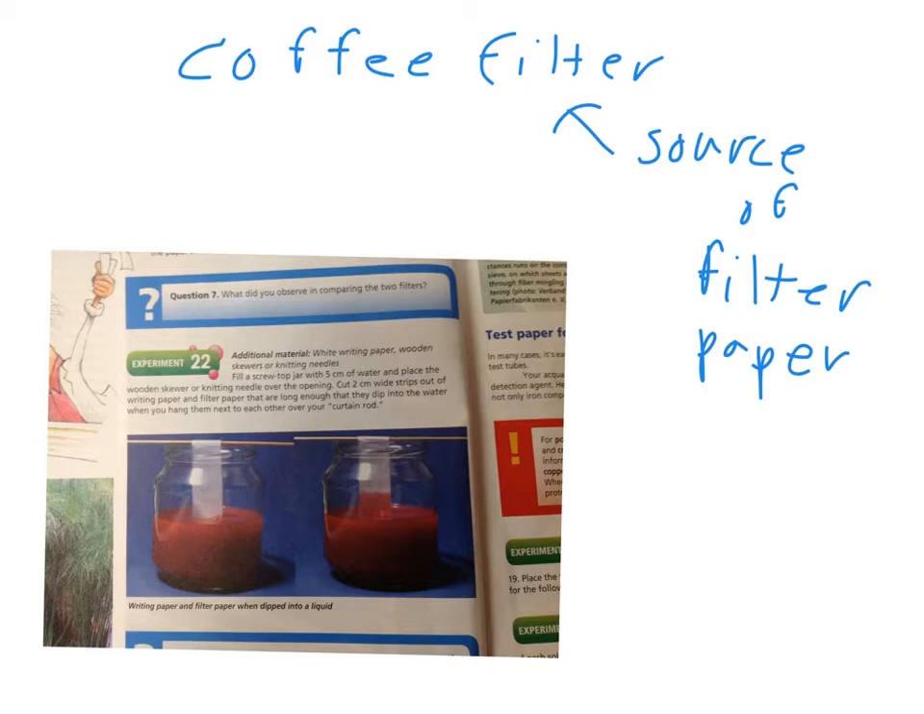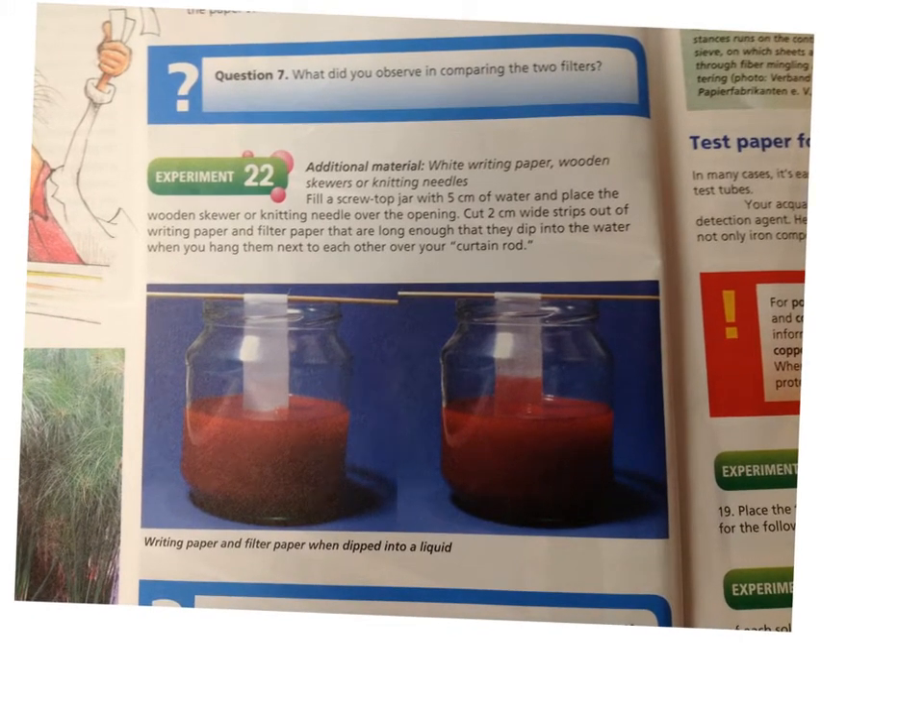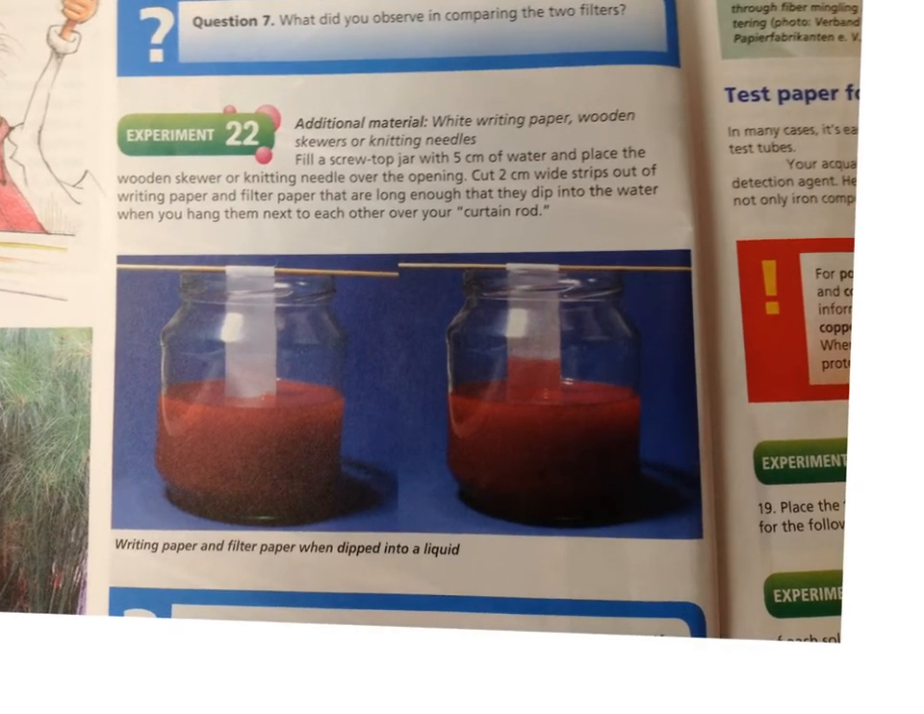Next thing you'll notice is in Experiment 22, they give you a drawing of what they think your experimental setup should look like. And they tell you to use some glass baby food jars with wooden skewers. Now, wooden skewers aren't hard to find. You can find wooden skewers usually in the meat department of Kroger's, but I'll be honest with you, you don't have to go to all that effort, even though they're pretty cheap.